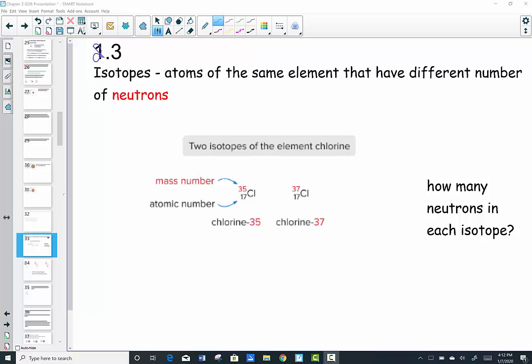Continuing our journey in Chapter 2, we left off with the topic of isotopes. I would recommend that you have your periodic table still nearby. You should have a calculator nearby, and I want you to practice calculating with me when we get to our practice problems on isotopes.